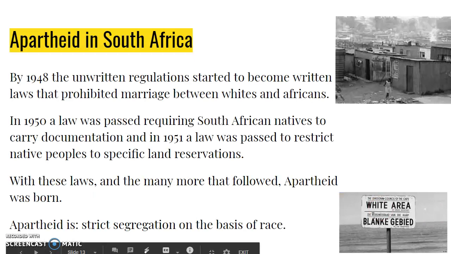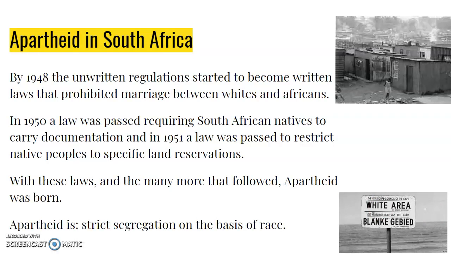So in 1948, there were unwritten regulations that started to become written laws that prohibited marriage between whites and African people. And then laws even further got strict. They set specific housing reservation laws that forced Native African people to live in these ghetto neighborhoods, these shanty neighborhoods that were in less desirable places that had lack of access to water and sewerage and food sources, that were overcrowded. They were filled with crime. They didn't have hospital facilities, proper educational facilities.